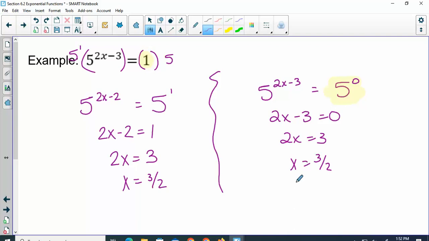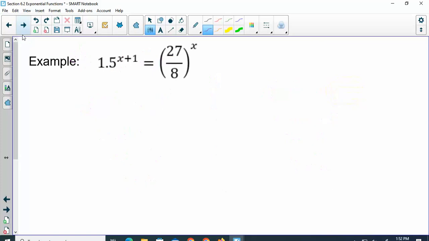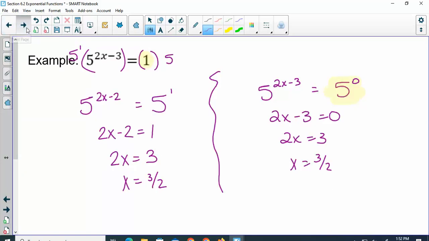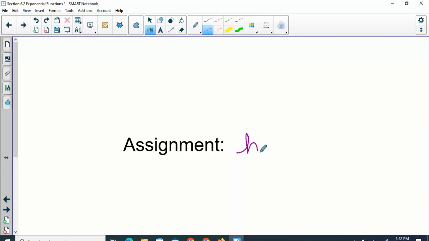All right, so that's my stopping point. There is a handout posted on Google Classroom. It's fairly long. I want you to do, let's just do the odds.